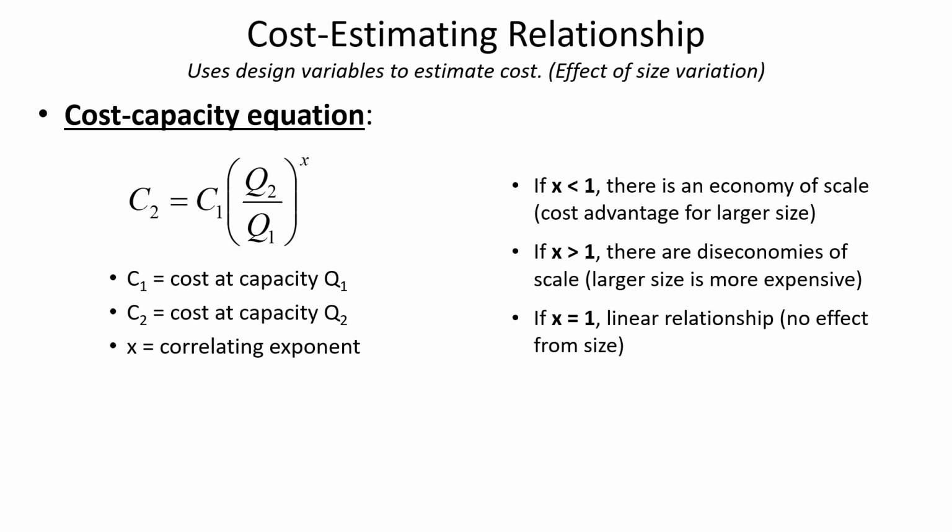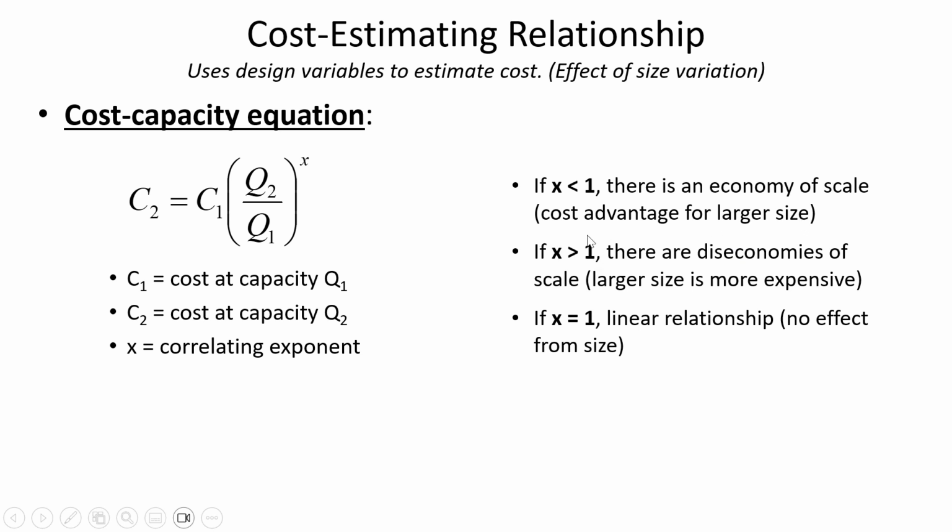Now, why it's important for us to have this correlating exponent is that there are some things that there are economies of scale where the more you buy and the larger the item, you're getting a bulk discount. So for example, if you're buying a rail car full of flour, it's going to be cheaper on a per pound size than if you're buying just a single bag of flour. And that's most things where there is what's known as an economy of scale. So the X, the correlating factor, is less than 1 when you're getting a cost advantage for the larger and larger, increasingly bigger sized items.